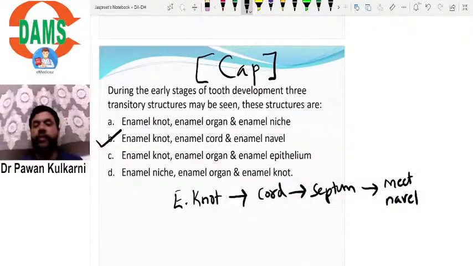So we should be aware of these transitory structures during cap stage. The main function of these transitory structures is they are reservoir cells. So whenever any damage occurs or any requirement of a particular type of cell is there, these cells can differentiate. That is why we have to remember these transitory structures.